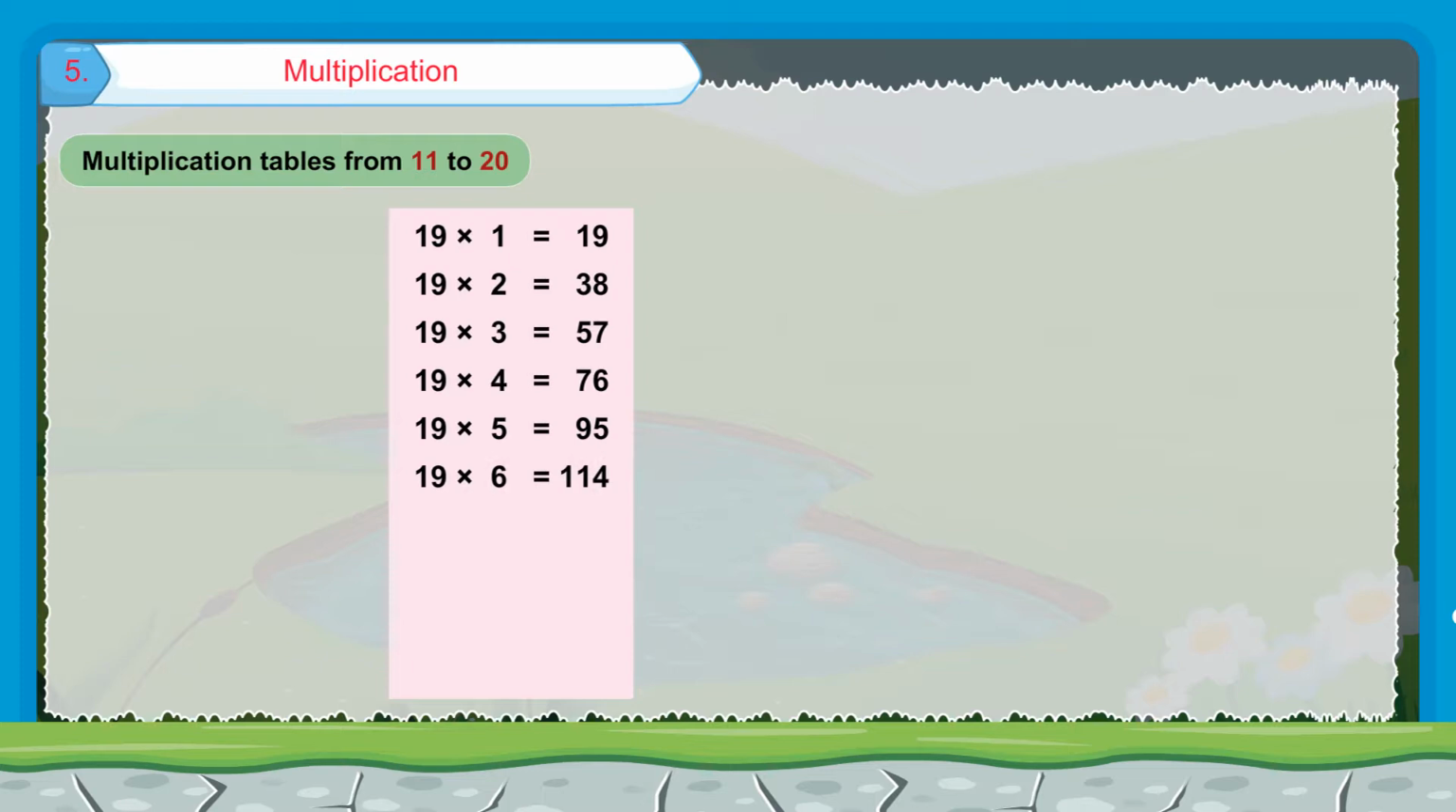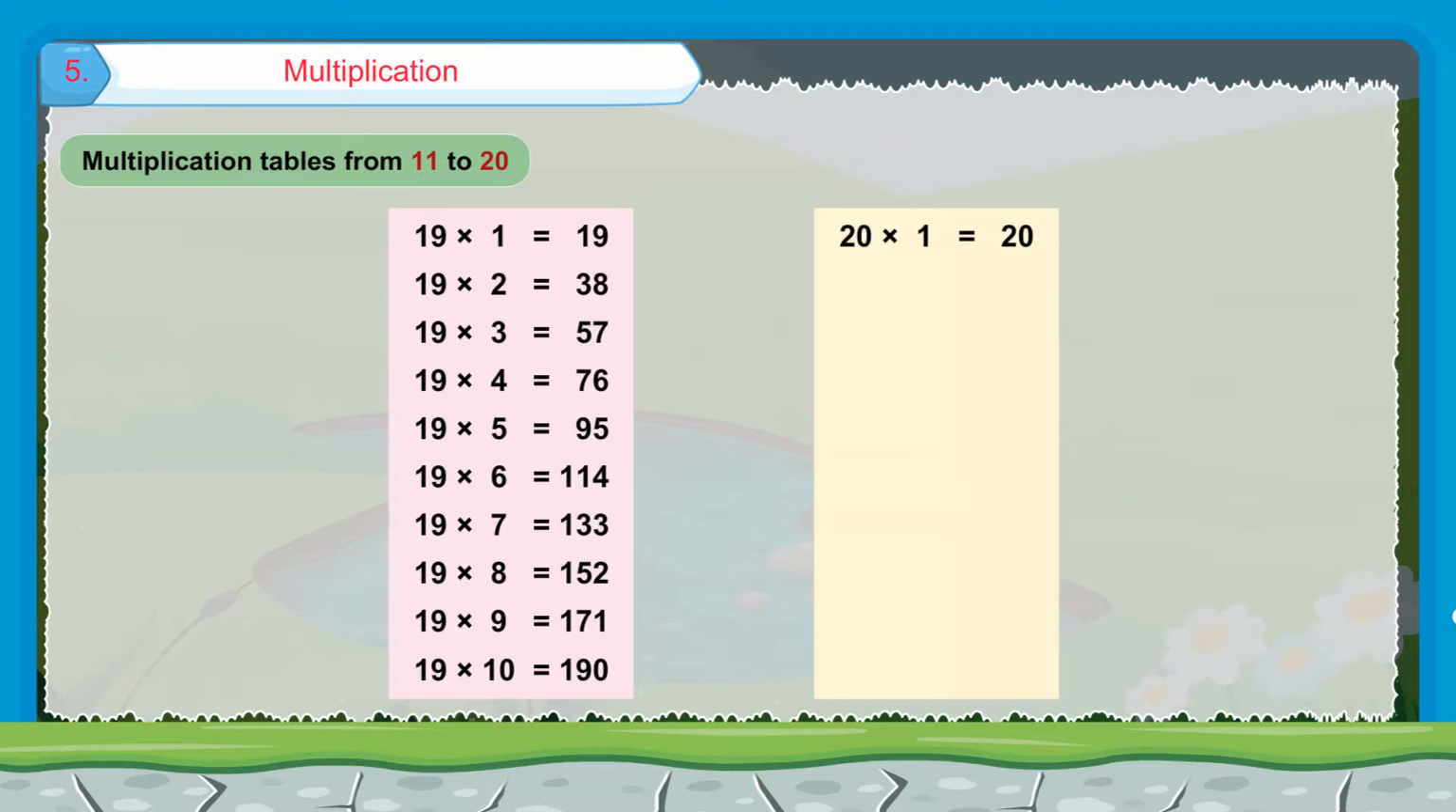19 into 6 is equal to 114. 19 into 7 is equal to 133. 19 into 8 is equal to 152. 19 into 9 is equal to 171. 19 into 10 is equal to 190.